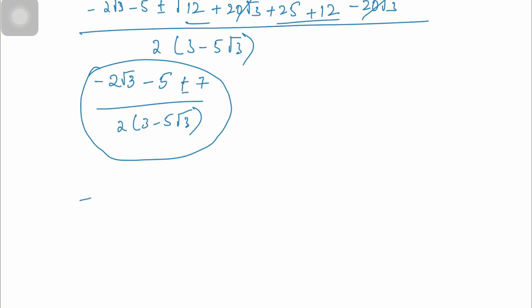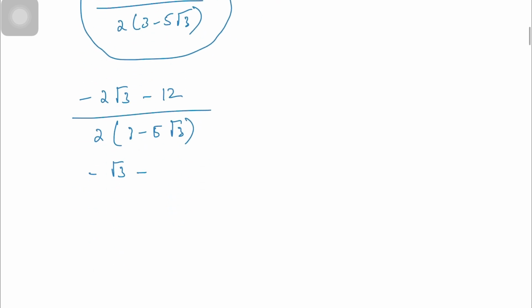Now if we take it as negative, this would be negative 5 and negative 7 will give us negative 12. And then here we have 2 into 3 minus 5 root 3. This we can take 2 as common from the numerator, and then we will get our answer as negative 6 over 3 minus 5 root 3.